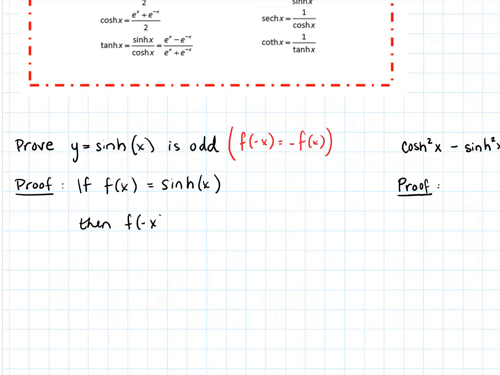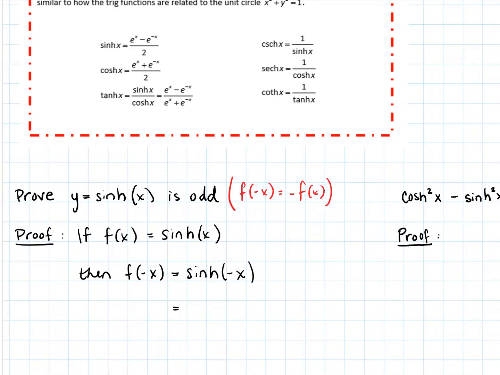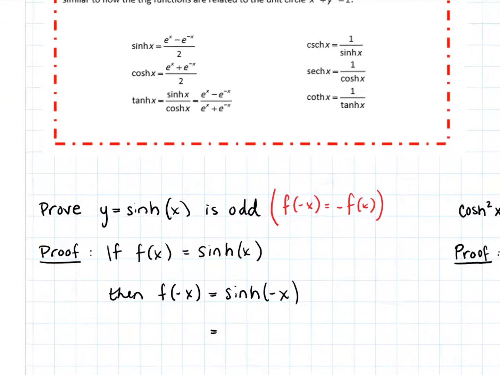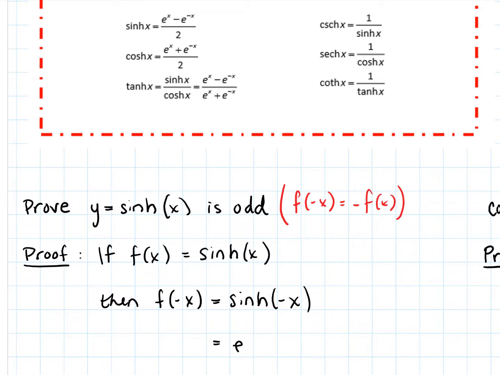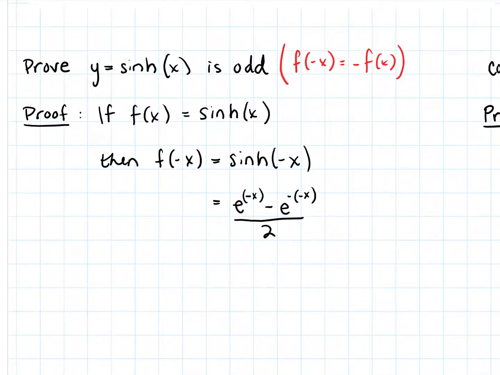f of negative x would be the hyperbolic sine of negative x, which would be, in its exponential expansion, let's get it up there in case you don't have them memorized yet, e to the, we plug in a negative x for x, so it would be e to the negative x minus e to the negative negative x, that is, e to the positive x, all over 2. Let's simplify that a little bit, and we have e to the negative x minus e to the positive x over 2.